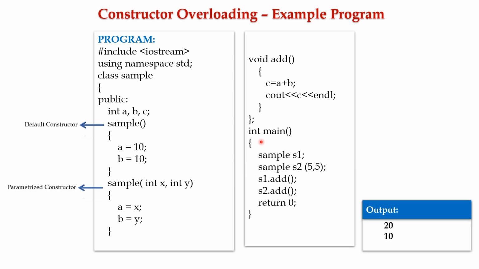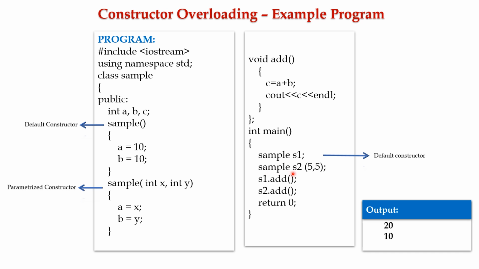Now let's see how the code is executed. We all know that code execution starts from the main function. So here first we have created the object S1 for the class sample. Since we have no arguments passed here, the default constructor is utilized. Automatically the control moves to the default constructor, and the values of the variables A and B, which are declared inside the class sample, are assigned the value 10. Now control moves to the next statement in the main function.